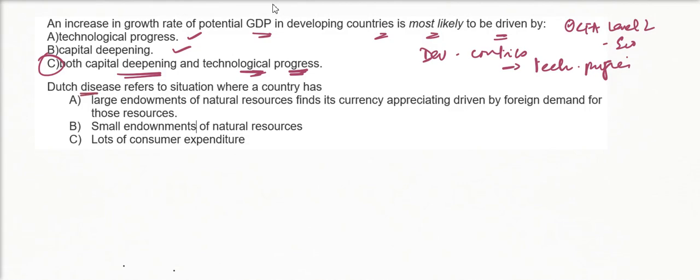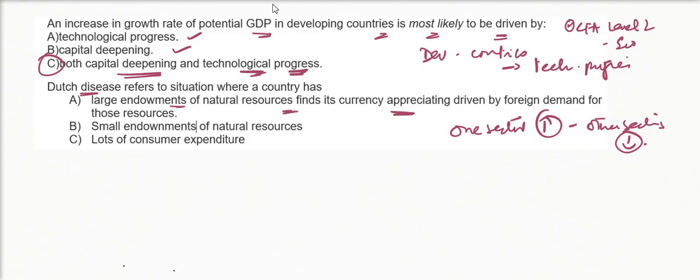Okay, now Dutch disease. If you guys recall what is Dutch disease, right? In Dutch disease, what happens? That one sector grows a lot while the other sectors go towards decline. So it mostly happens in a country where there are large endowments of natural resources and the currency is appreciating, driven by foreign demand for those resources.